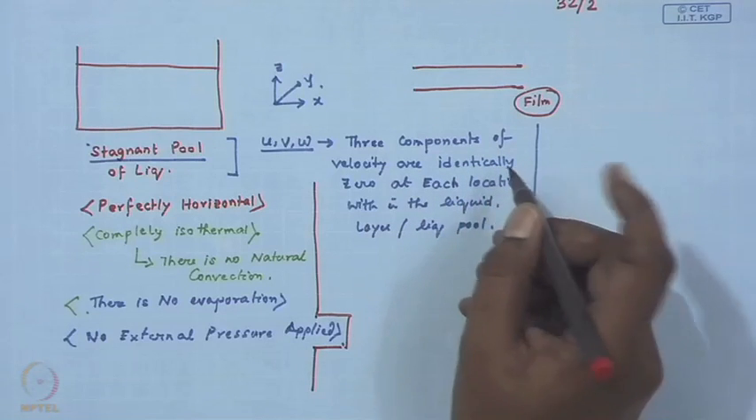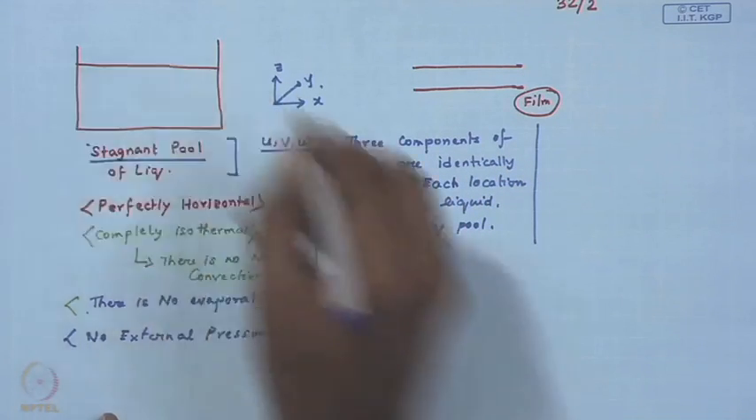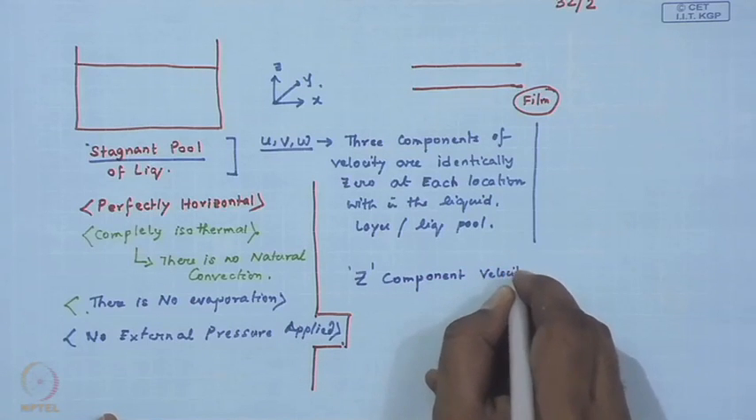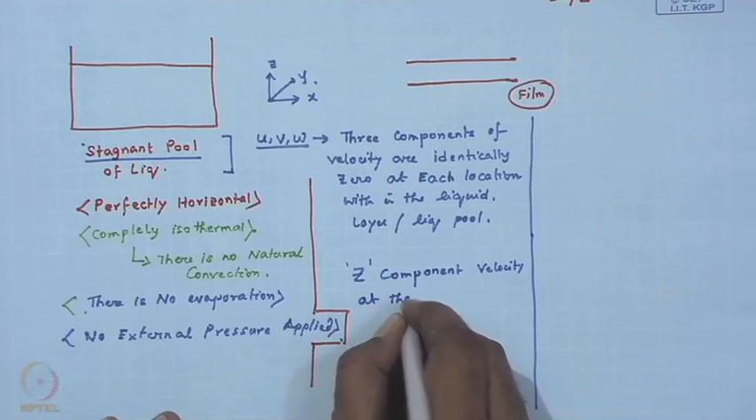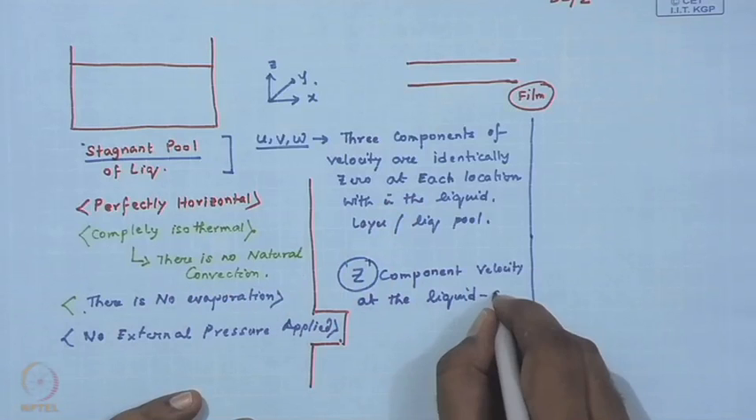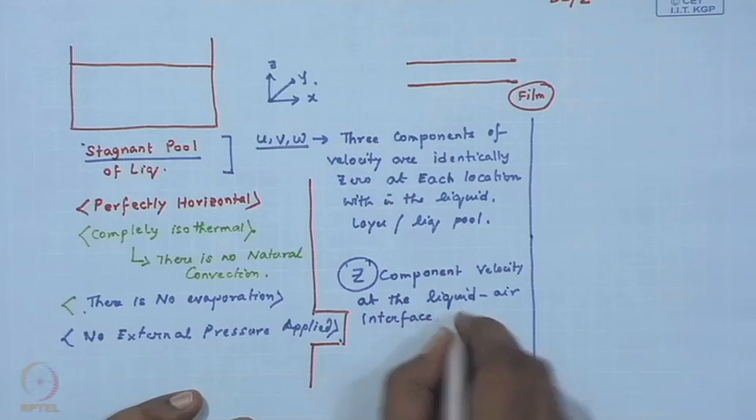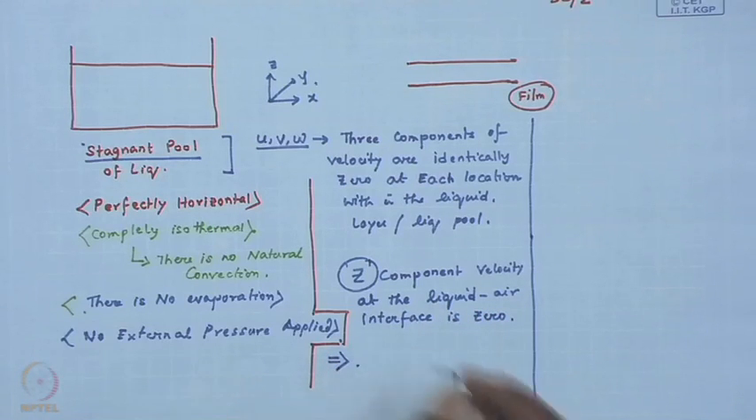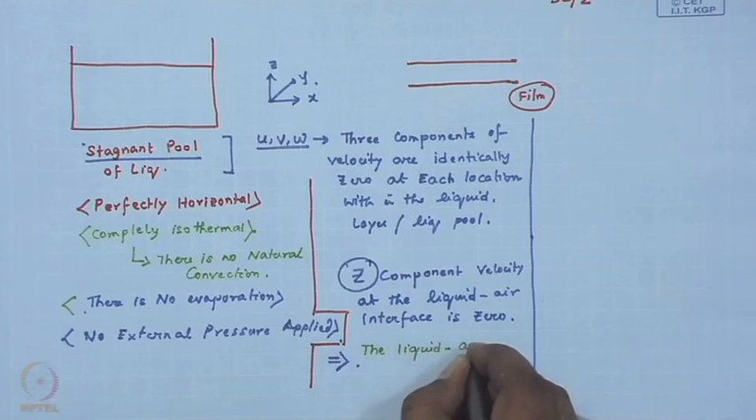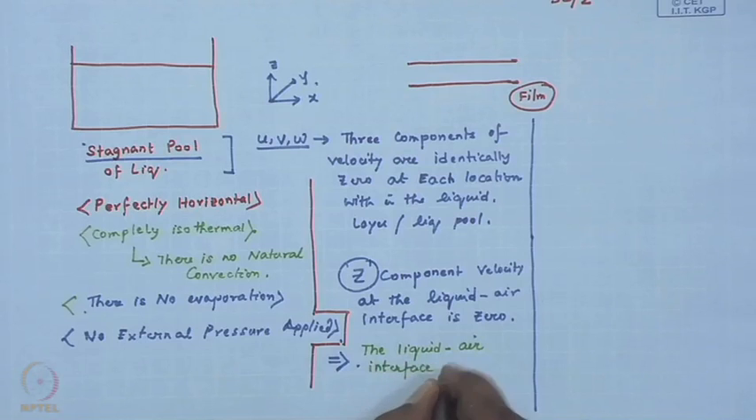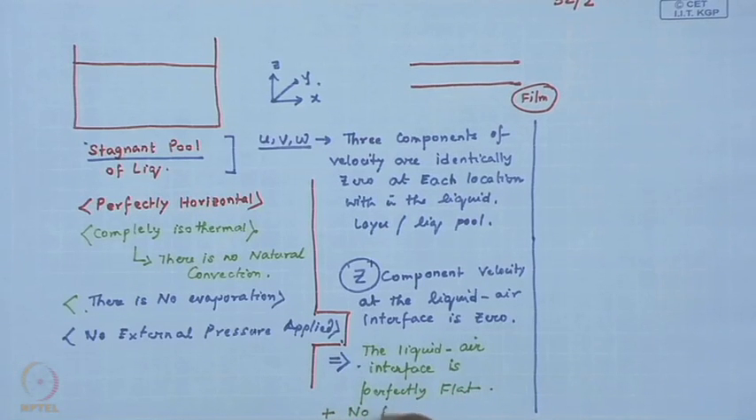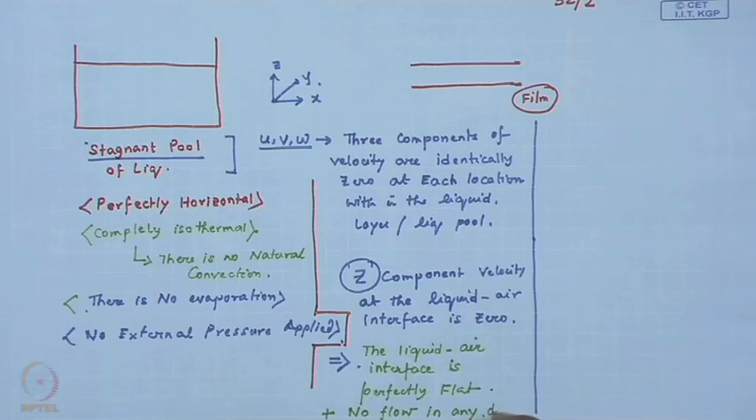The 3 components of velocity being 0 at every location means that the z component velocity, we just identify this because this is important, the z component velocity as well as the other components of velocity, of course, at the liquid air interface is 0, which implies, and this is a perfectly valid picture, that the liquid air interface is perfectly flat and there is no flow in any direction.